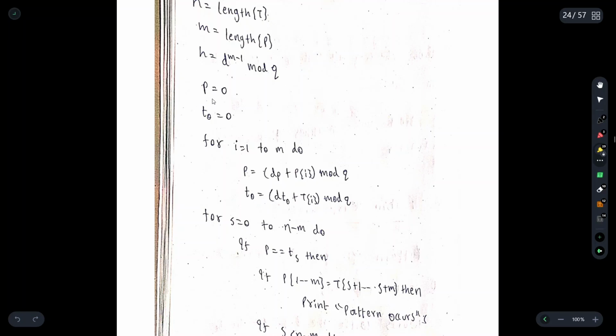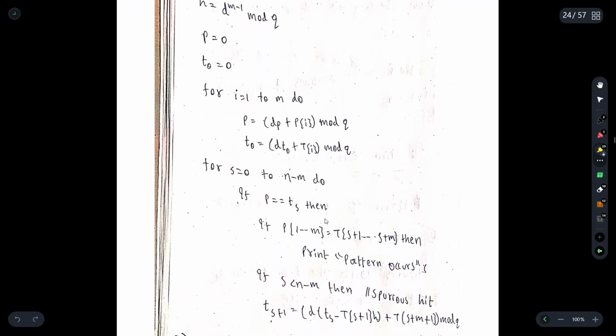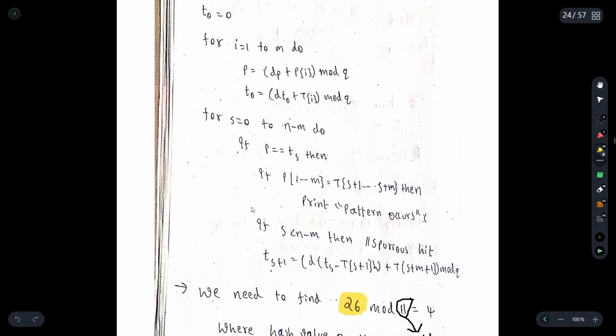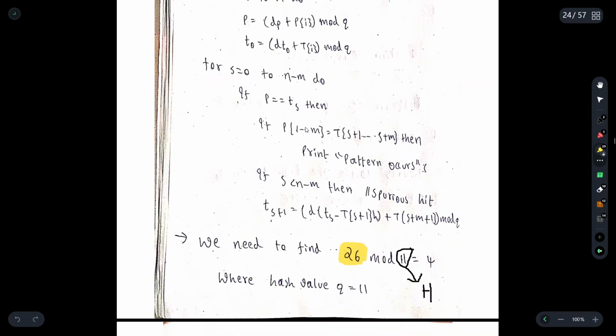So what are this p and t naught? They both are initially 0. So we compute dp plus p of i mod q, and dt naught plus t of i mod q. And for s equal to 0 to n minus 1, we consider one thing. If p double equal to t of s, where p is the remainder which we get, so if the remainder is equal to the remainder which we need to find, then we check whether the value is equal or not.